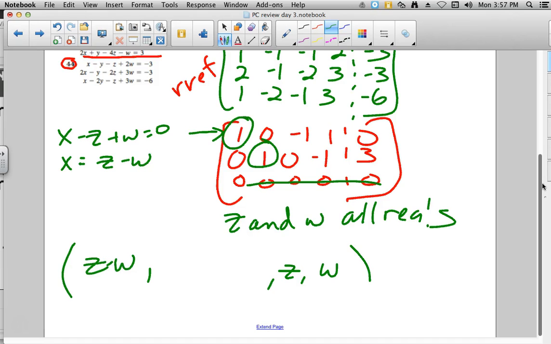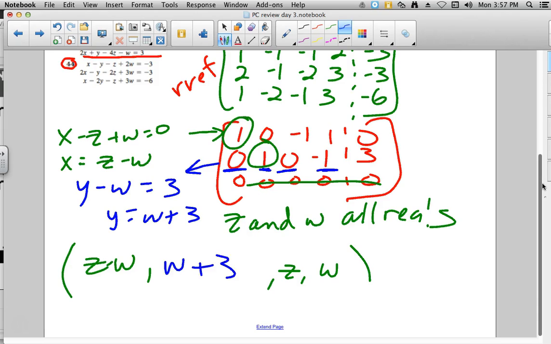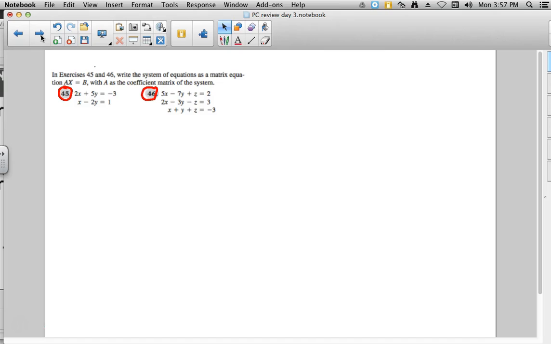Again, that way, once they know what z and w are, they can just plug them in and get the other solutions. And then the next line has 0x but 1y, and 0z's, negative w equals 3. Solve that for y, and you have w plus 3. And that one's done. So those zeros all the way across the board are to indicate to us that we have infinitely many solutions.